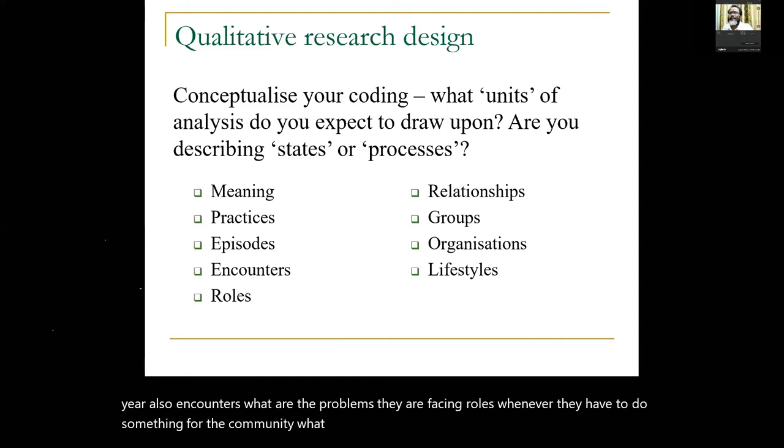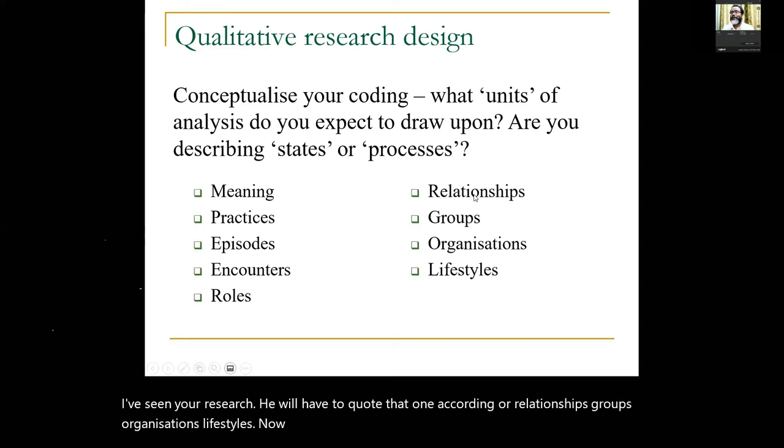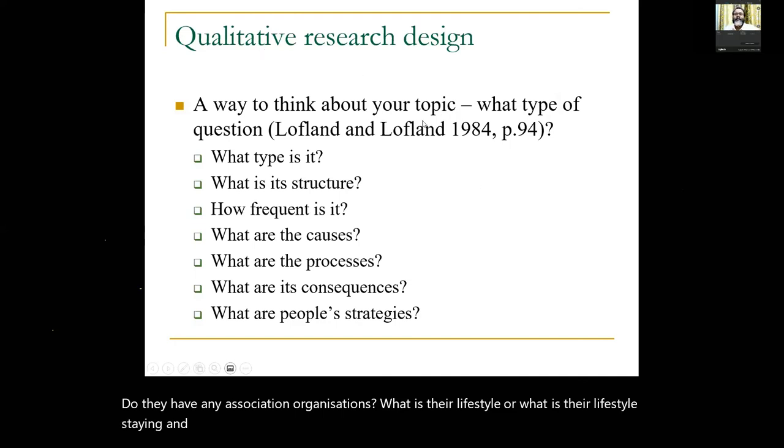So all these things, this is actually your coding, that is how you are seeing your research, you have to code that accordingly. Or relationships, groups, organizations, lifestyles. Now relationship, that is how do they communicate with others. Do they have any association, organizations? What is their lifestyle?